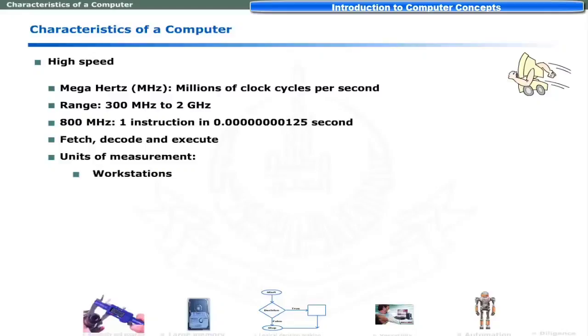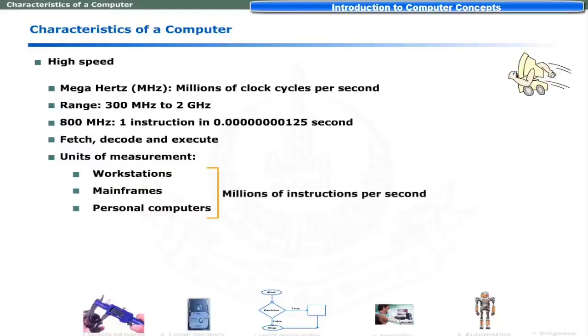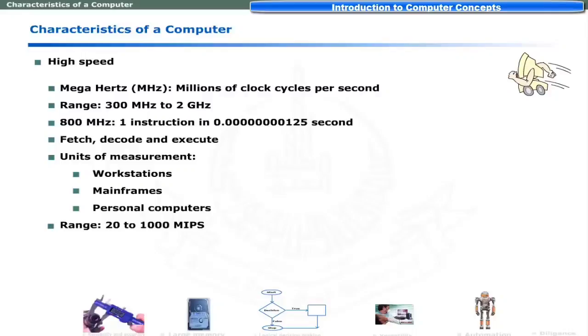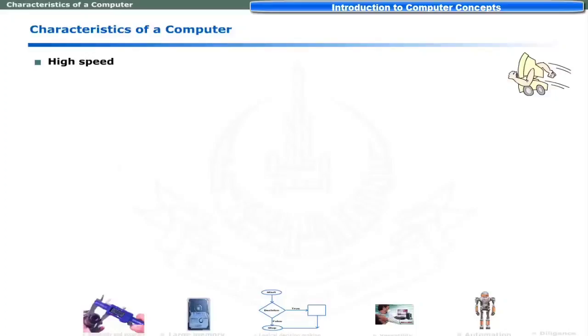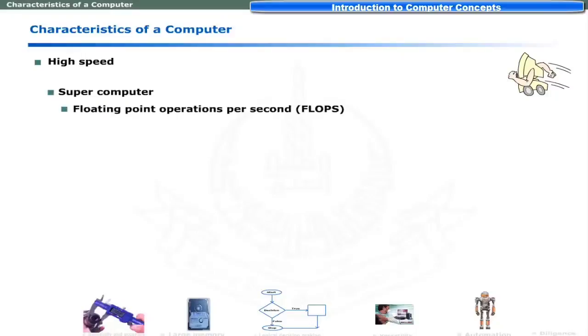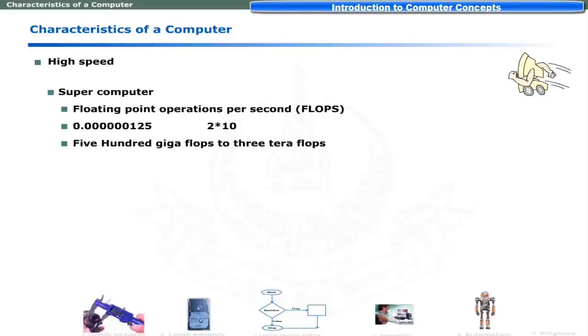The speed of workstations, mainframes, and high-speed personal computers is measured in terms of millions of instructions per second. These computers operate in the range of 20 to 1000 MIPS. Typically, a 100 MIPS computer can execute 100 million instructions per second. The speed of supercomputer is measured in terms of floating point operations per second. Floating point numbers include very small or very large numbers. Supercomputers operate at a speed of 500 gigaflops to 3 teraflops. A gigaflop is 1 billion flops and a teraflop is equal to 1 trillion flops.